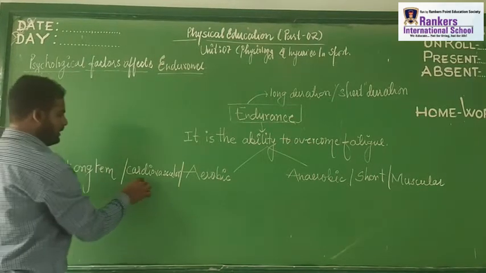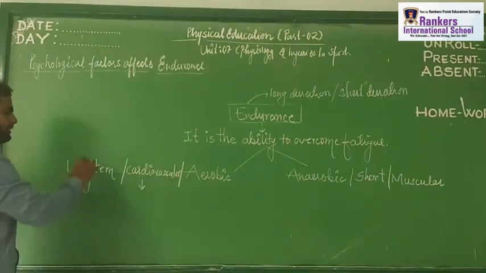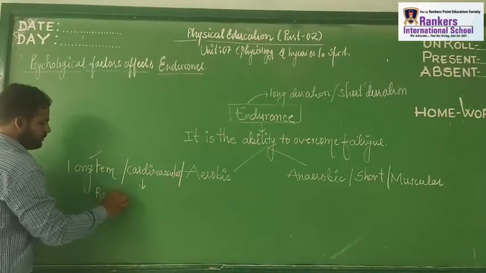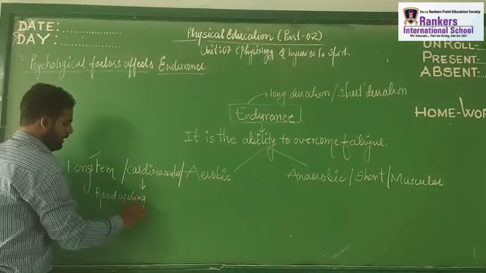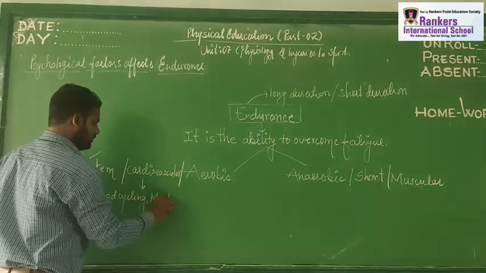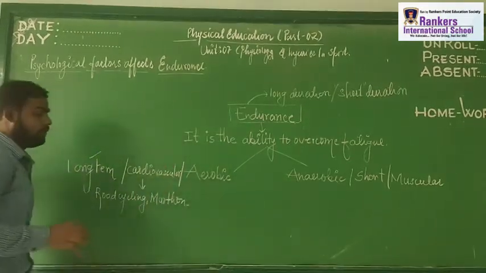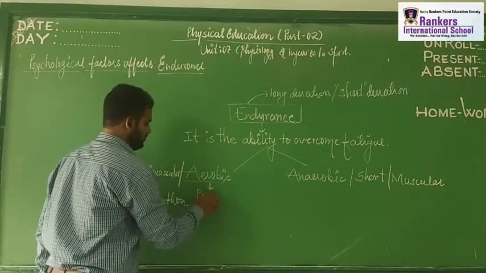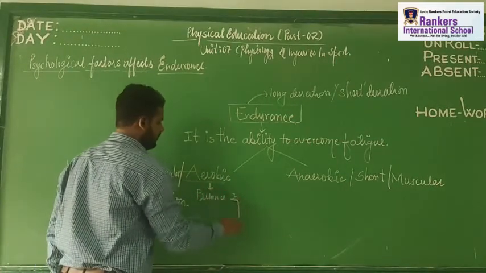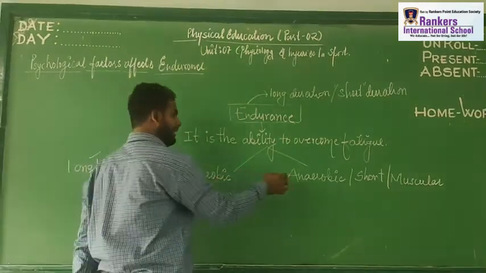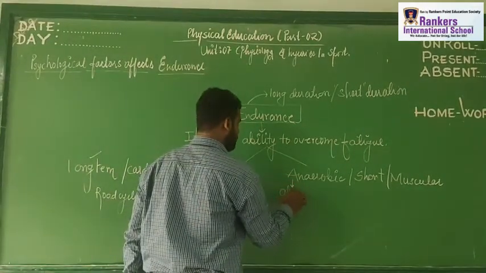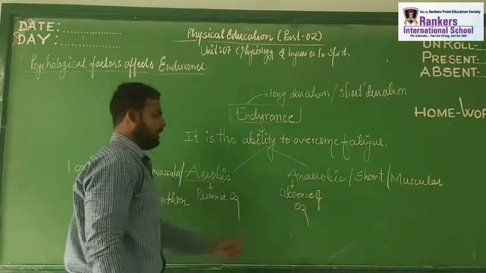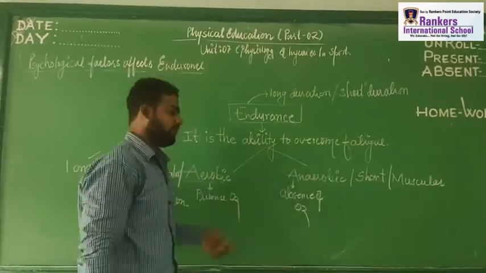Right? So aerobic is required for long-duration activities, like road cycling, like marathon, etc. Aerobic means the presence of oxygen. If we talk about anaerobic, it means absence of oxygen. Whenever we talk about anaerobic, it means there is absence of oxygen.